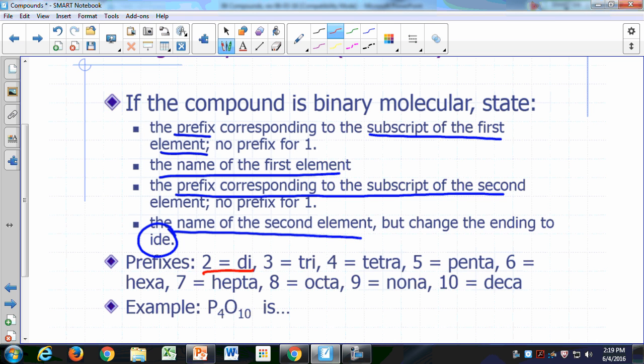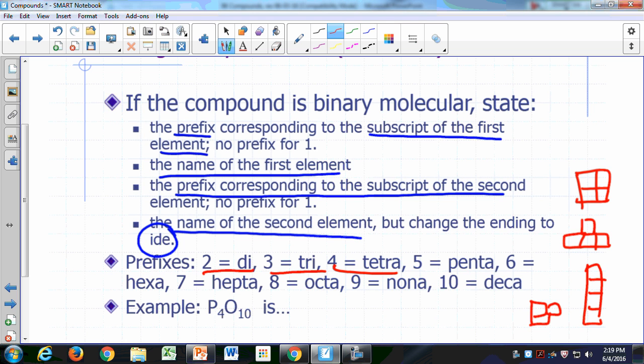You use the prefix di if the subscript is 2, tri if the subscript is 3, tetra if the subscript is 4. A good way to remember that tetra is 4 is if you've played the game called Tetris. All of those falling blocks are actually sets of 4 blocks. Okay, so remember the blocks in Tetris look like this. And there's one that looks like this. Okay, so penta, as in pentagon, is 5, right?